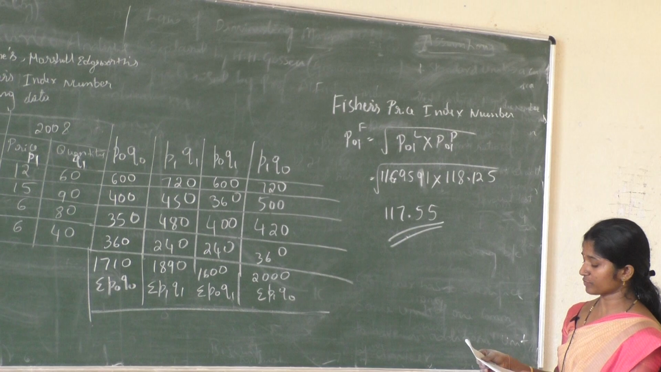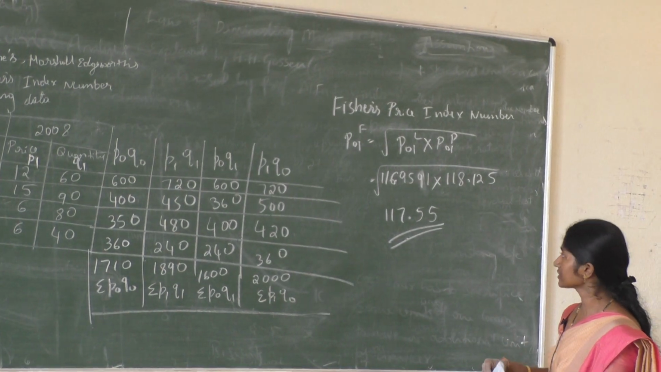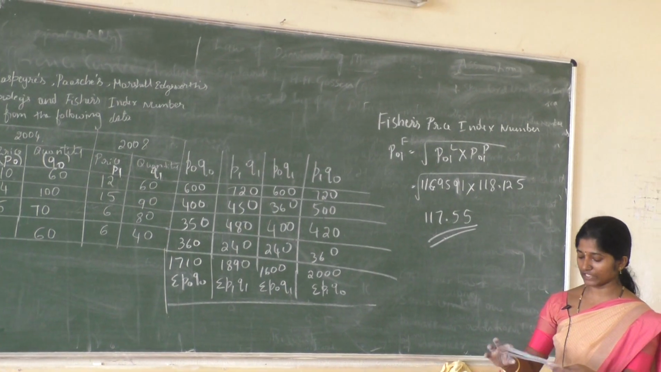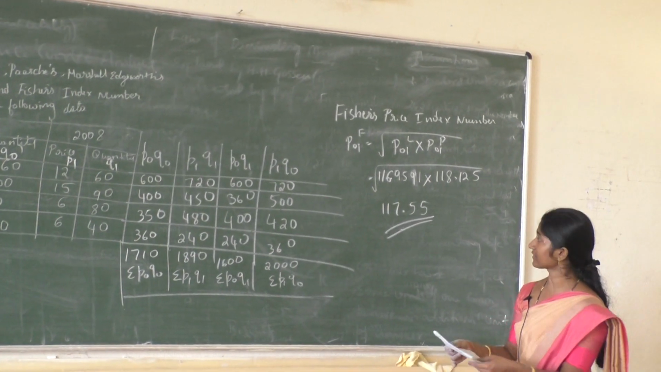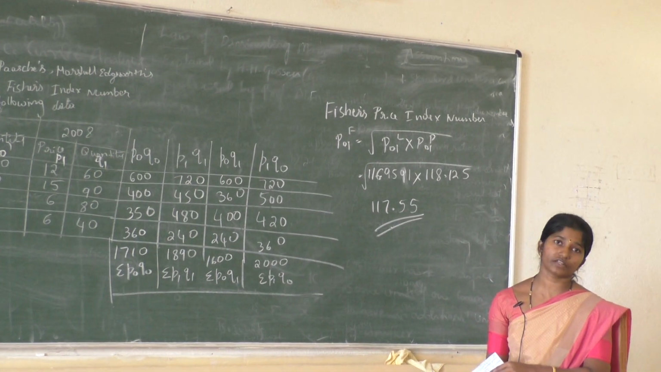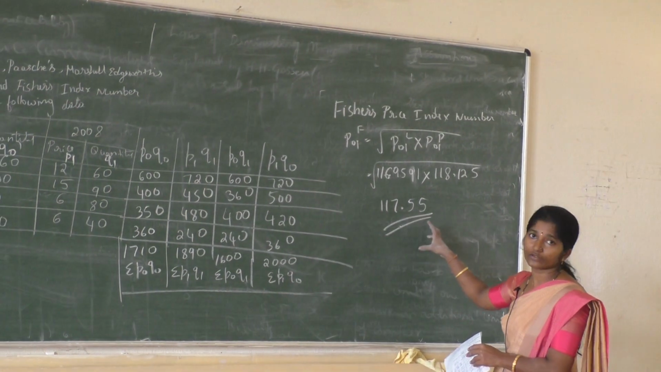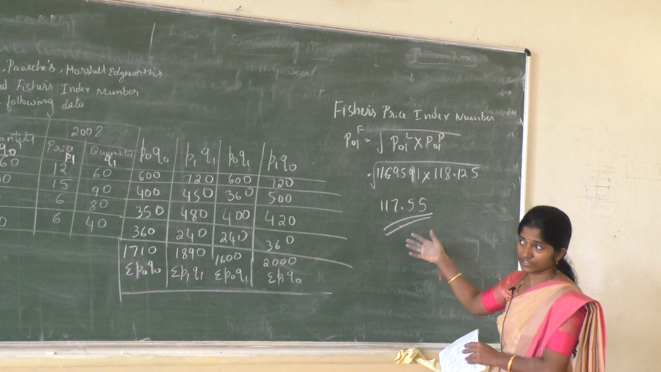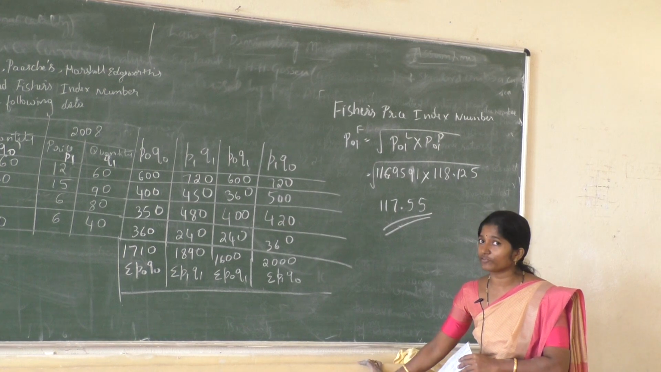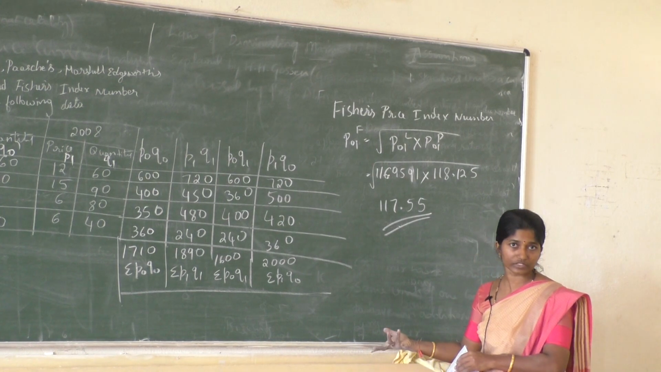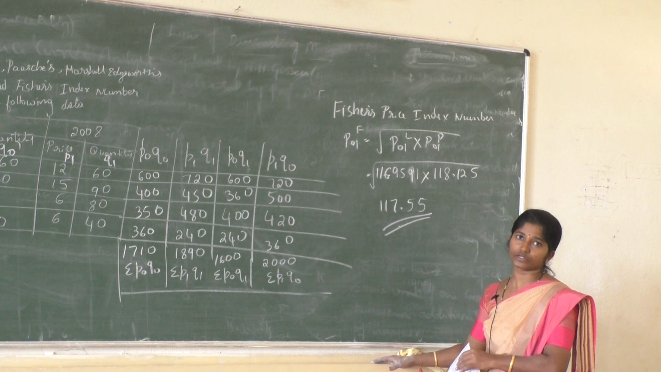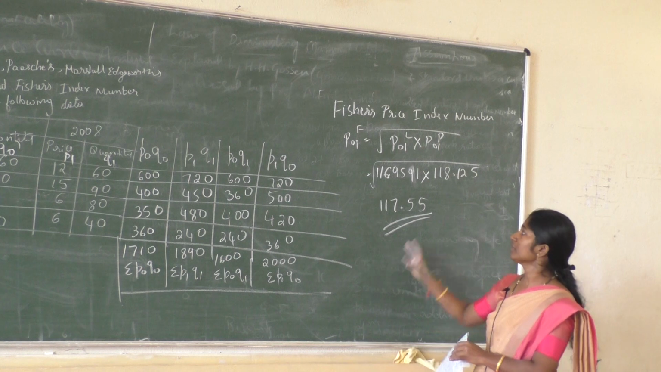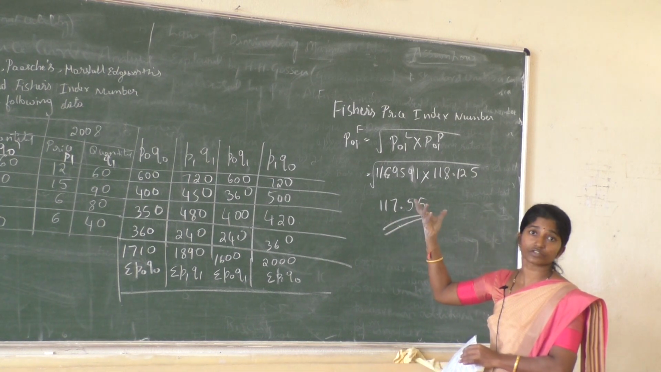We have completed all five formulas: Laspeyres, Paasche, Marshall Edgeworth, Dorbish-Bowley and Fisher's. Observe the values we got: 116, 118, 117, 117. All are nearest values, so we can use any. I mentioned in the limitation that there are so many formulas, which one to use? Here the best is the Fisher index number.